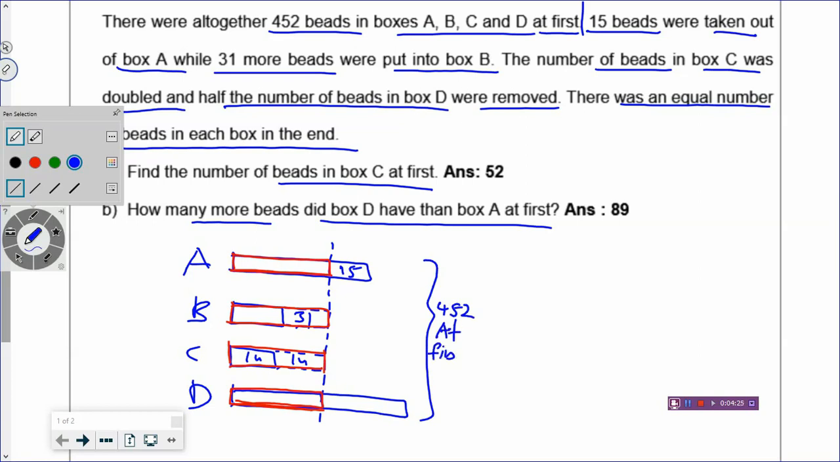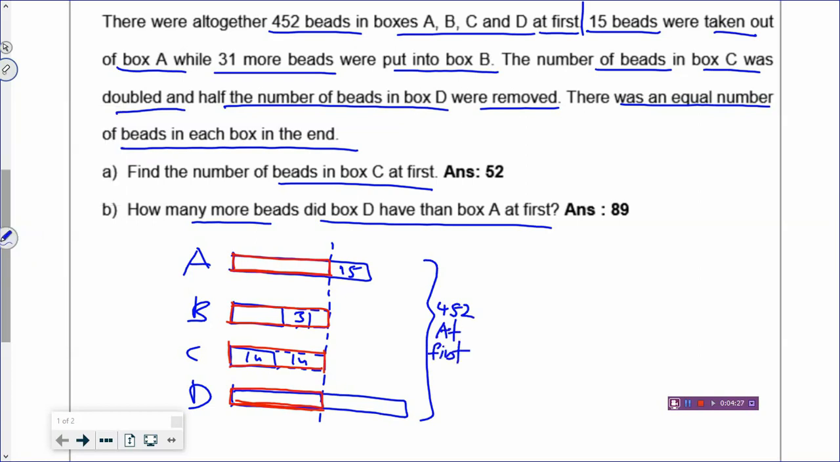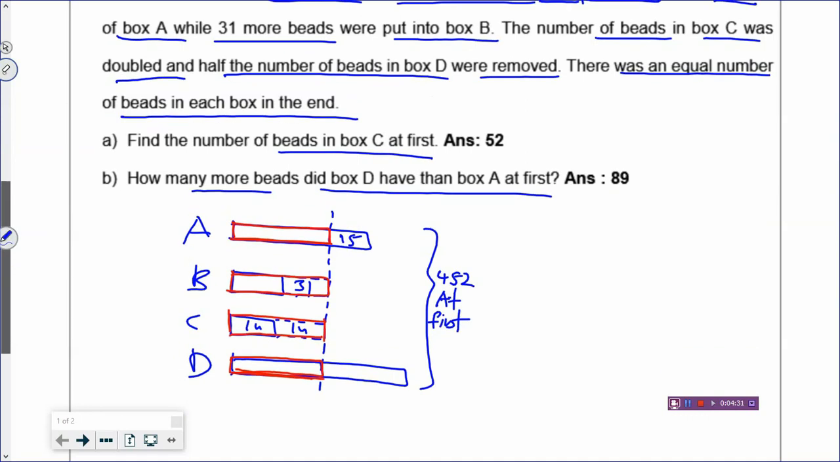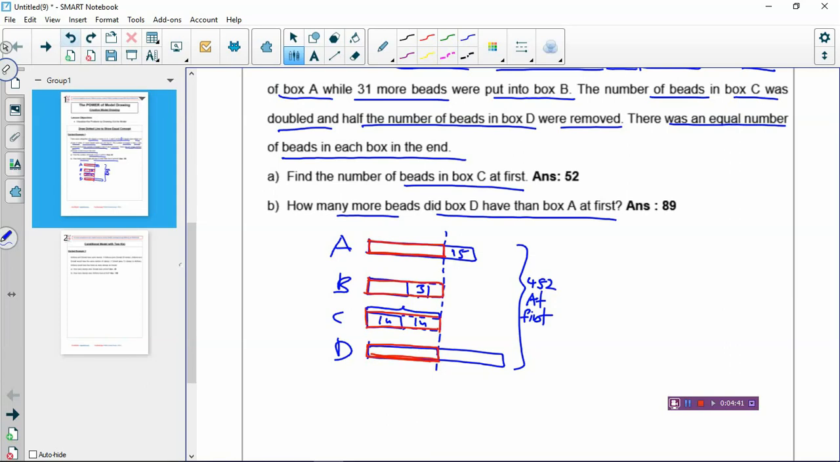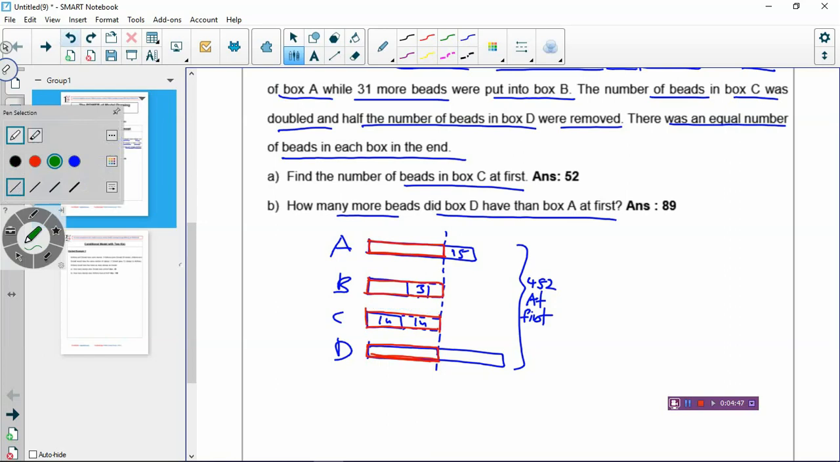Okay, alright, now find the number of bits in box C at first. So your question mark will be here, to find how many bits in box C at first. So that's the wrong question mark. Where should your question mark be? At first, it should be here.